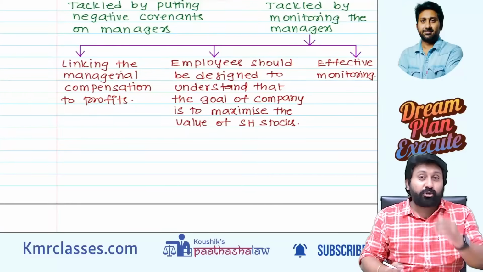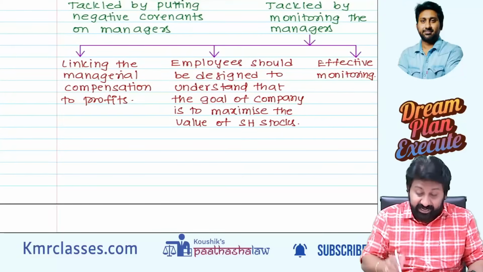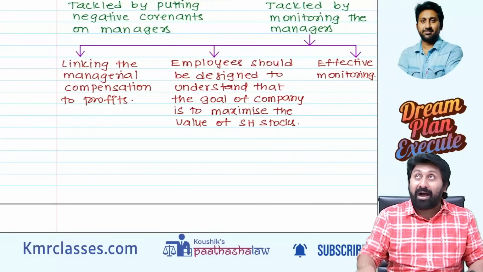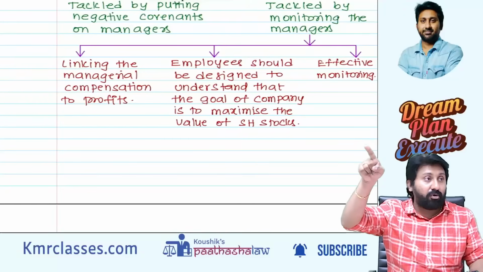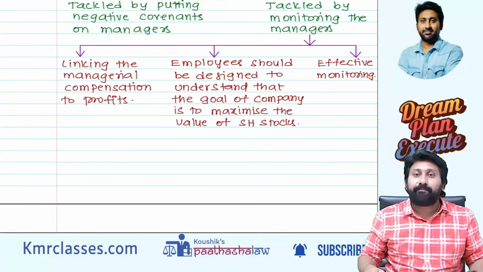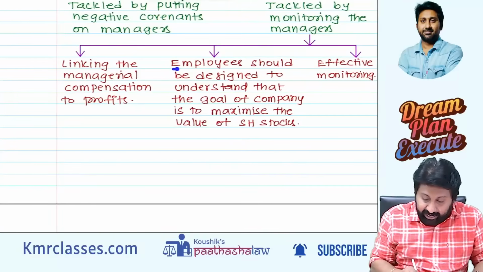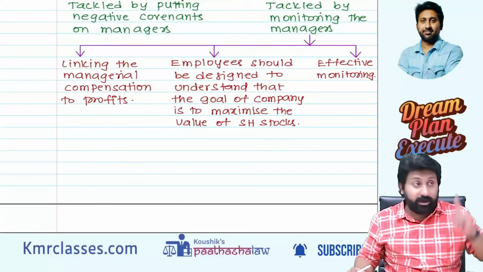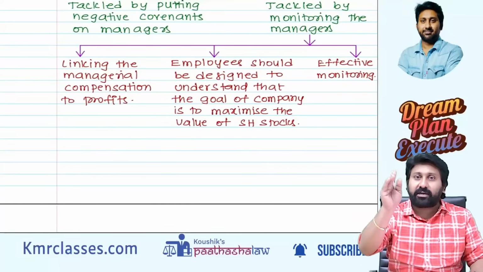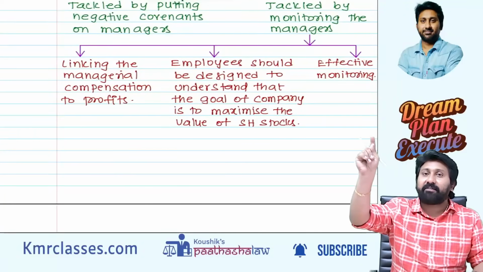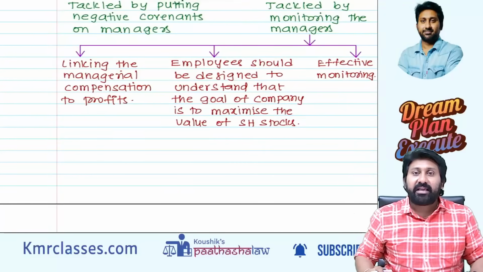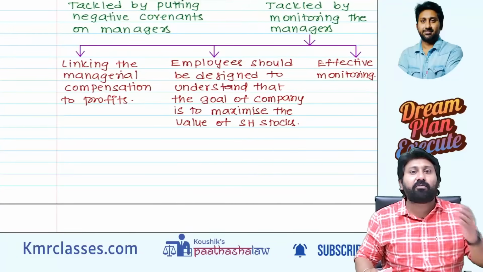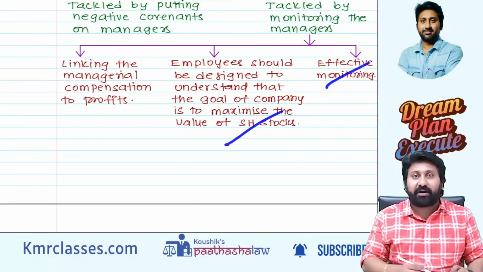Or you should clearly tell them our intention is to maximize the value of shareholders' stocks. Market share price should grow. In such a way you do your work. You should always motivate them. Employees should be designed to understand, from the very beginning, from a low cadre employee to the high end, everyone's focus is only one thing: share price has to increase. When will share price increase? If sales increase. When will sales increase? If you perform well at an employee level, everything will go right. So that's the point, and effective monitoring.